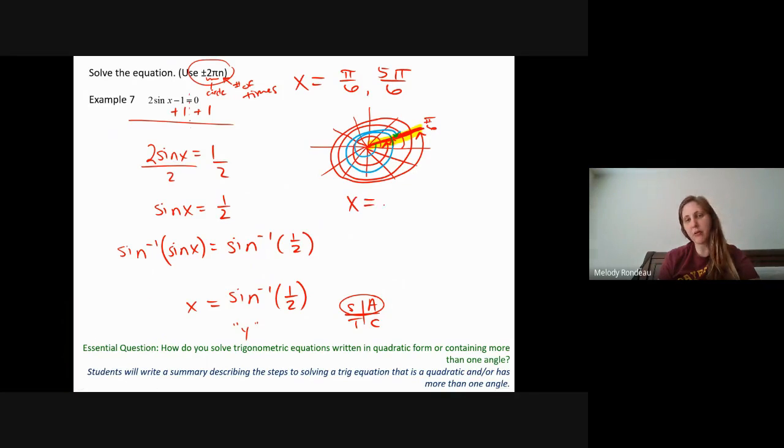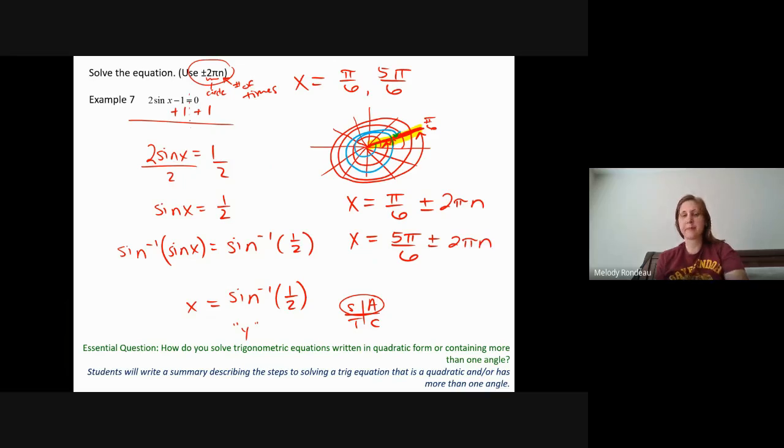We say x can equal pi over 6 plus or minus 2 pi n. So pi over 6 plus however many circles you want to go in the positive direction, or minus however many circles in the negative direction, or x could equal 5 pi over 6, and we do the same thing, plus or minus 2 pi n. And that is where I'm going to stop.